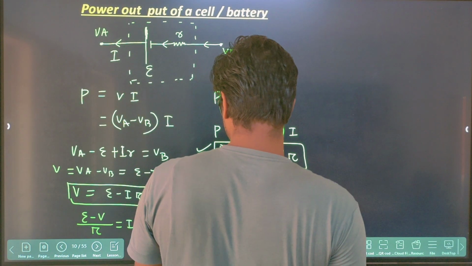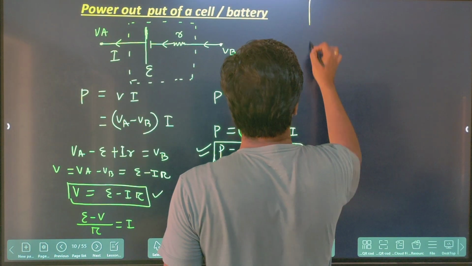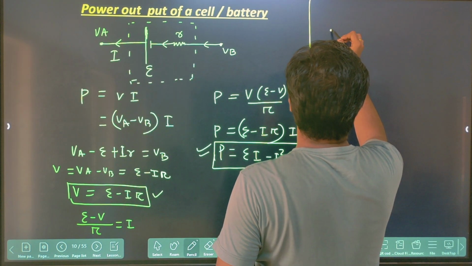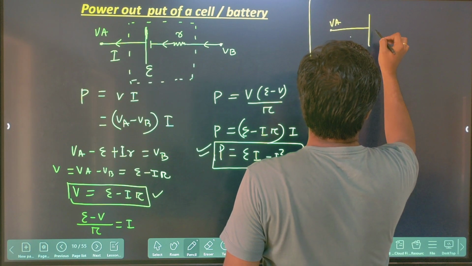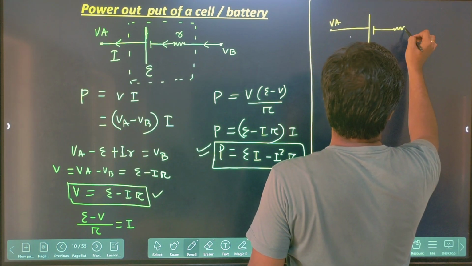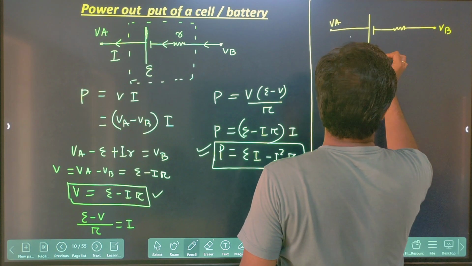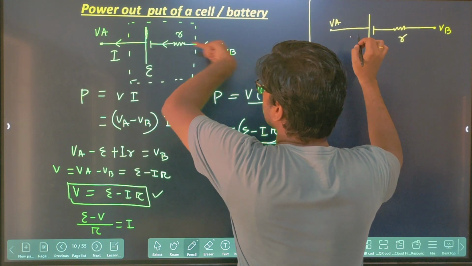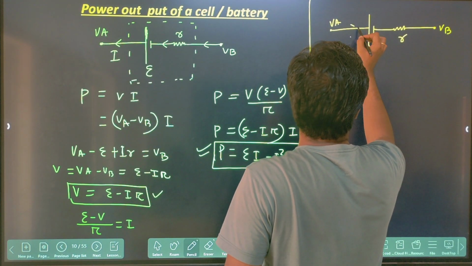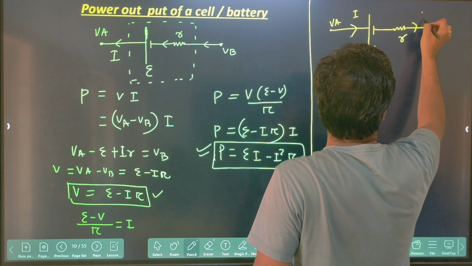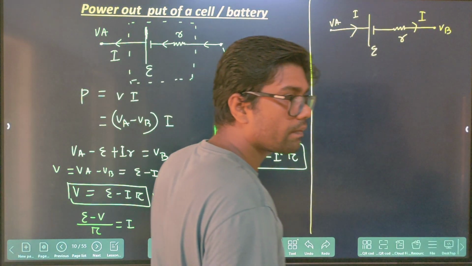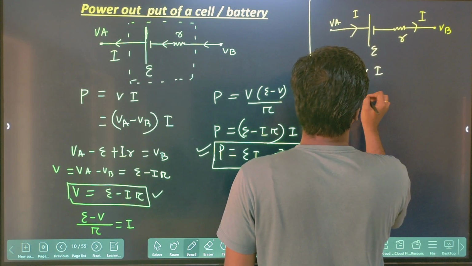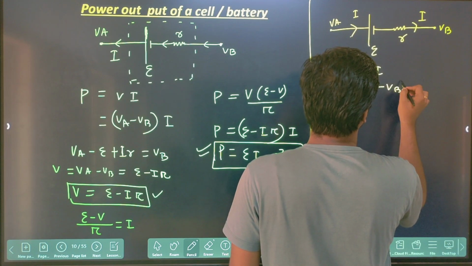Now take a second case. In second case what I did, same arrangement I am taking here. This is VA, this is your battery, and this is your VB or cell. This is R, this is small r internal resistance. Now here the current is flowing in this direction. I current is flowing along this direction. Can you write down the power? So you will say that power equal to V into I, and V is obviously VA minus VB into I.